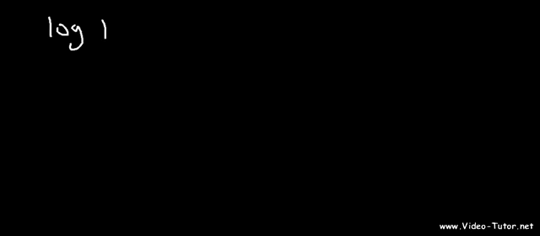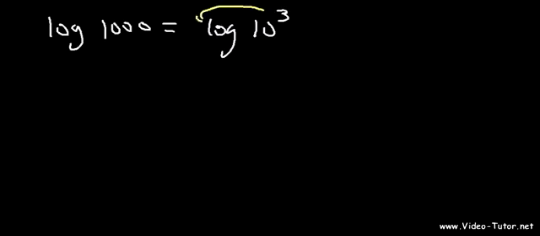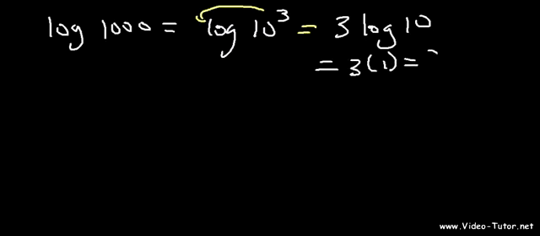So what about log 1,000? 1,000 is basically 10 to the 3rd power. You need 3 zeros. And then move the 3 to the front. So you now have 3 log 10, which is 3 times 1, so that is 3.